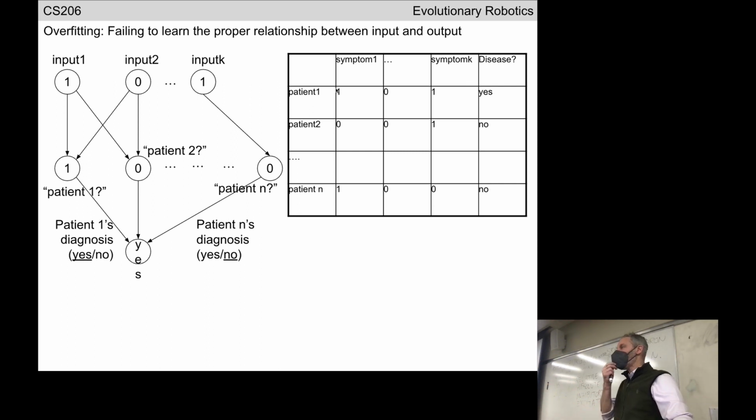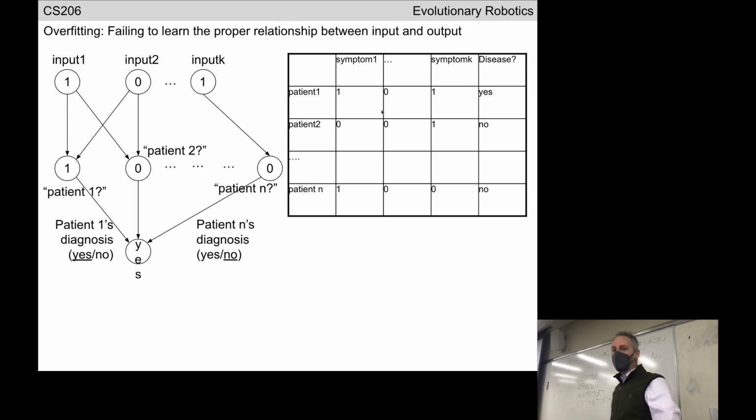As patients arrive at the emergency room and complain, this particular patient one complains of symptom one, not symptom two. Yes, they complain of symptom K. A minute later, another patient walks through the ER doors. This particular patient is not suffering from symptom one or symptom two, but is suffering from symptom K. The ER continues to record all of this information, and whatever happens to that patient after their visit to the hospital: were they eventually diagnosed with a particular disease or not?